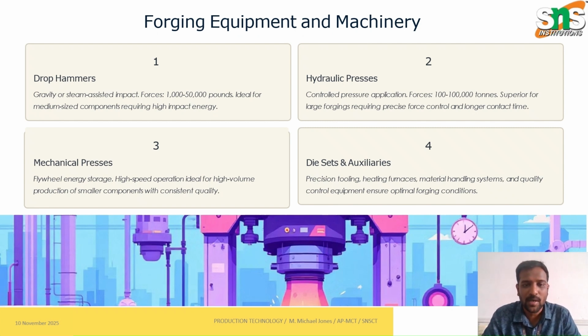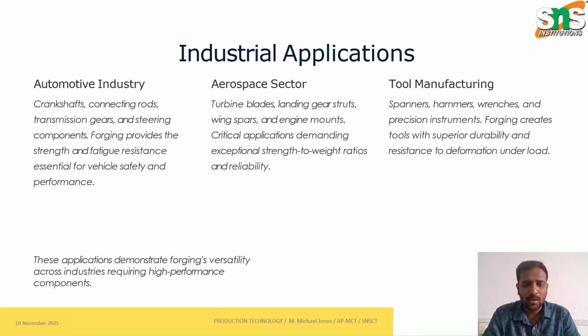What are the tools that will be used? We already saw hammers, drop hammers, hydraulic presses, and mechanical presses. Hydraulic presses work through hydraulic energy, and mechanical presses through mechanical energy. Die sets: dies are the tools used to make the shape. And what are the industrial applications where forging can be used? The automotive industry, aerospace industry, and tool manufacturing industries. I have taken just a small sample here.